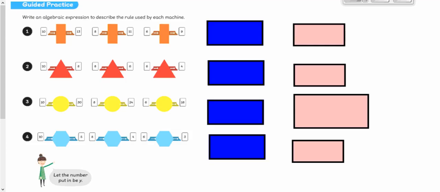So if we have a look at this guided practice, I would like you to pause it, have a go at those questions. So write an algebraic expression to describe a rule used by each machine. Now, down here in the blue ones, I've just put what's being done each time. And in the pink ones, I've looked at what this girl says. Let the number put in be y. So I've written an algebraic expression for each line of machines using the letter y. So pause it, have a go, and then we'll get through the answers.